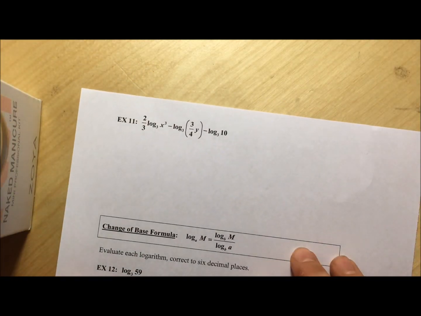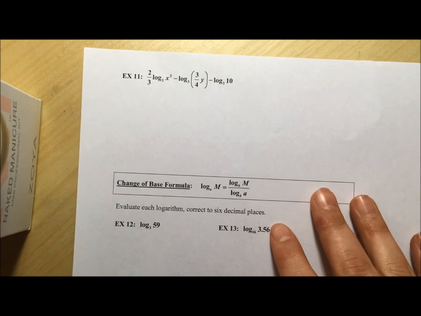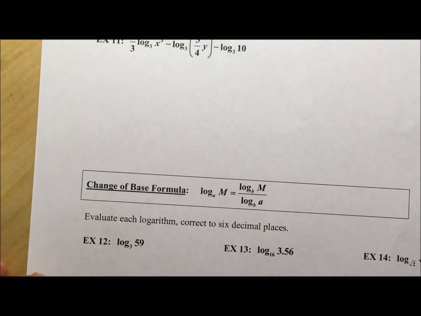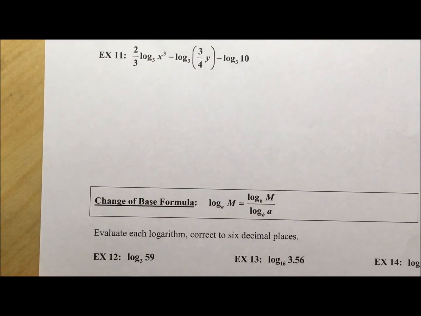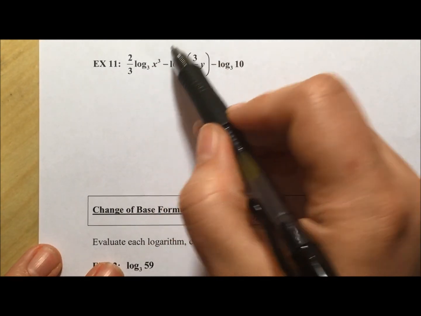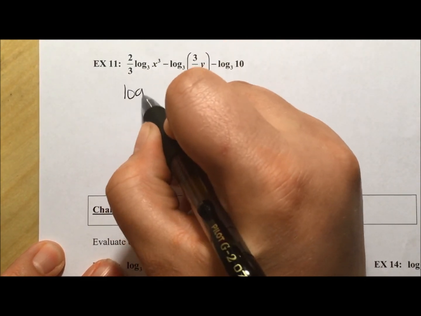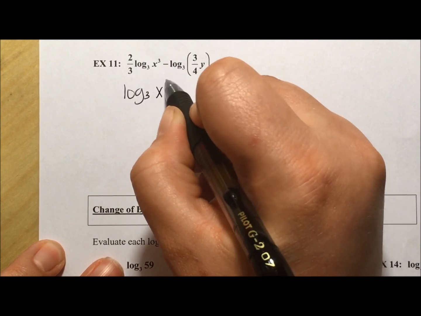So example 11 is doing exactly the same thing. So I'm going to start the same way that I did on the last two. I'll first move coefficients so that they're powers, and then combine all of our logs at the same time.